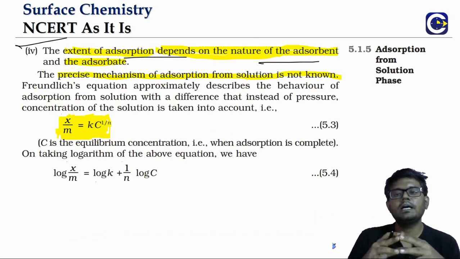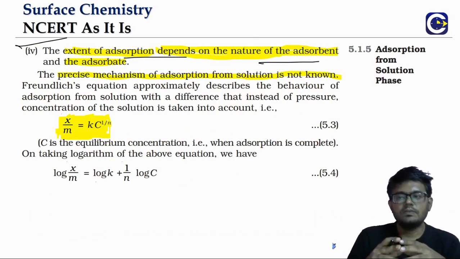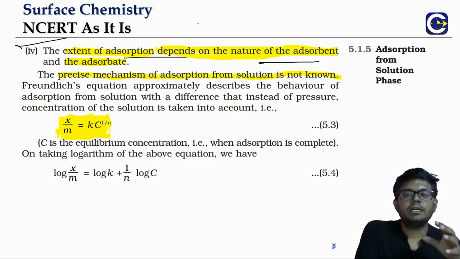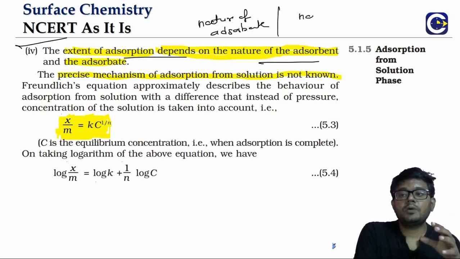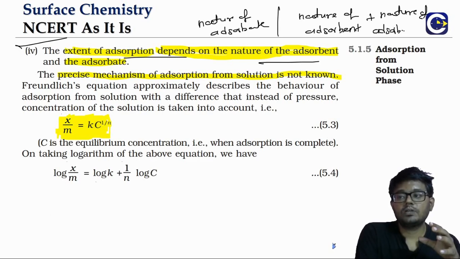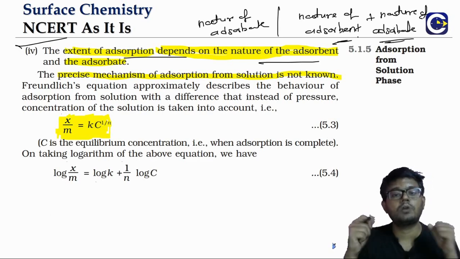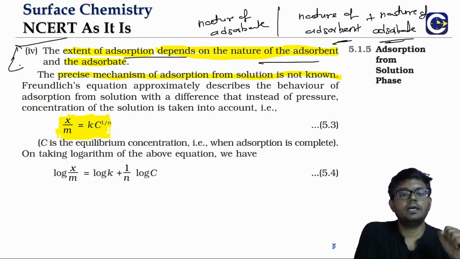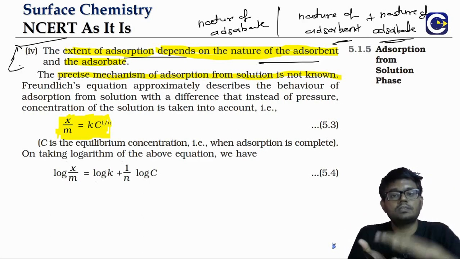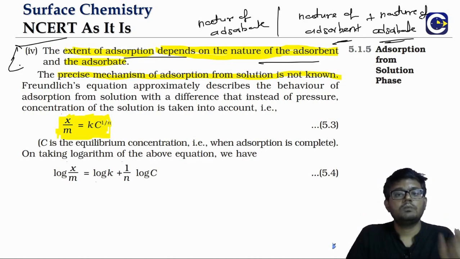So when you talk about physical adsorption, we have seen that physical adsorption will depend upon the nature of the adsorbate. Chemisorption will depend upon both the nature of the adsorbent and the nature of the adsorbate, because chemical adsorption is where we have to form a chemical bond between them. So here the adsorption of a solute onto the surface of a solid depends upon both the nature of the adsorbent as well as the adsorbate.